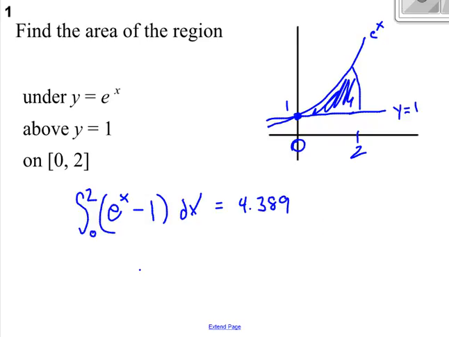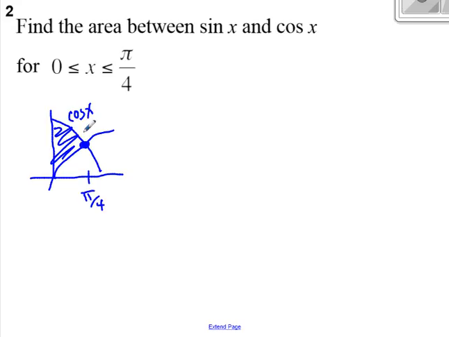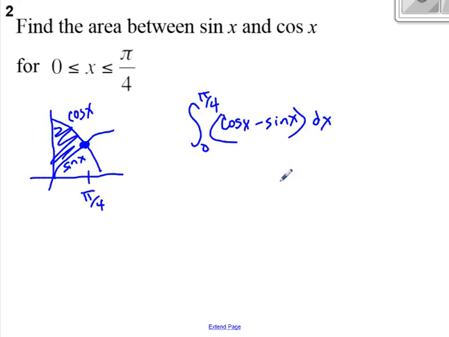All right, let's take a look at what comes next. This time we want the area between sine x and cosine x between 0 and pi over 4. And again, it really helps to draw the picture. So I know that sine x kind of goes like this, and cosine x goes like this, and I know they're equal to each other at pi over 4. So here's my picture, and remember cosine was on top and sine was the function below. So I've simply got the integral from 0 to pi over 4 of cosine x minus sine x dx.